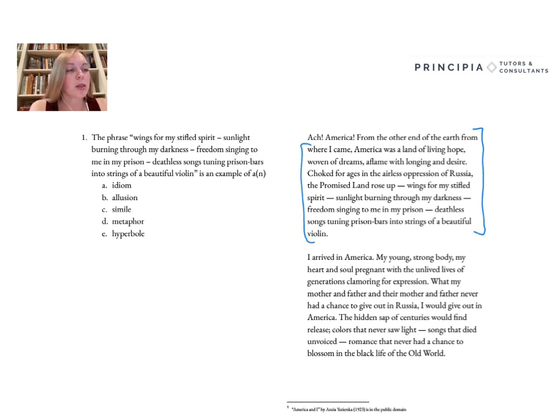And so what I notice when I look back at that sentence is first, all of these words are referring back to the promised land, which is actually an allusion referencing back to America. So all of these things are describing America. So what kind of figurative language are they? What do you think? Well, I noticed that they're comparing, right? She's comparing America to wings, to sunlight, to freedom, to songs, but I don't see the words like or as. So that tells me that this is going to be a metaphor.